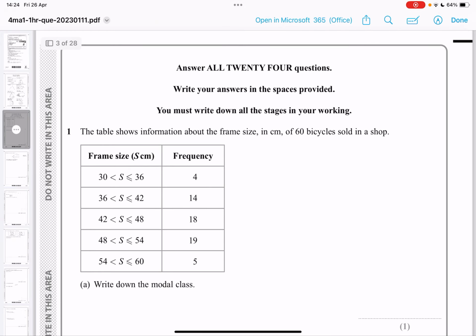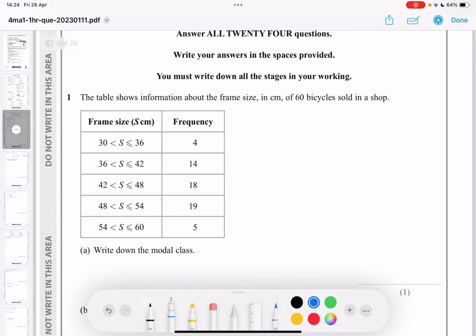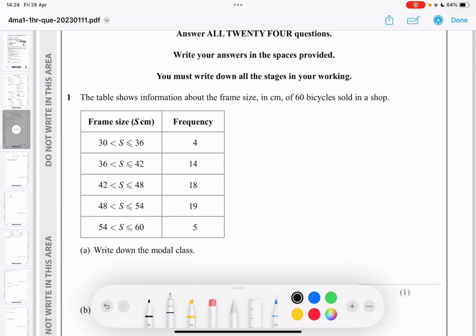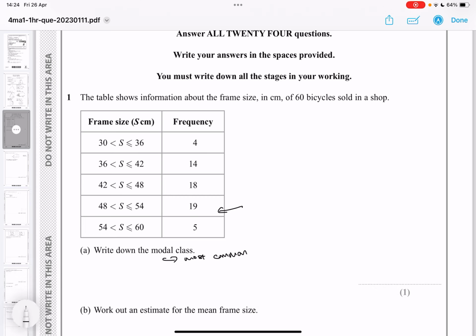Okay, the table shows information about the frame size in centimeters of 60 bicycles sold in a shop. Write down the modal class. Okay, so mode means the most common, the most frequent number. Now, if they're asking for the modal class, we have to look at the class with the highest frequency, which is this class. So the class will be S greater than 47 and less than or equal to 54.